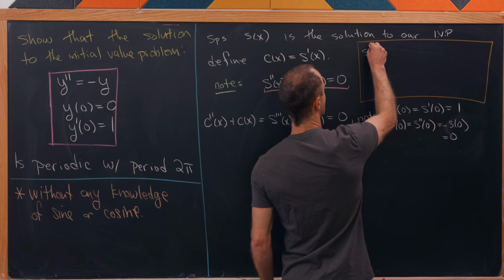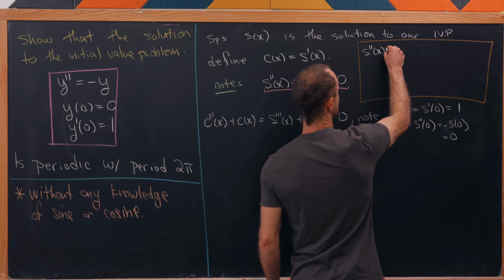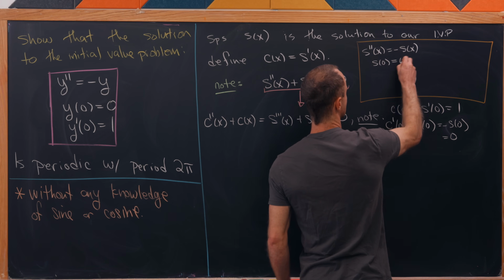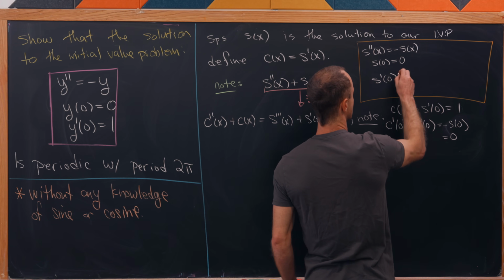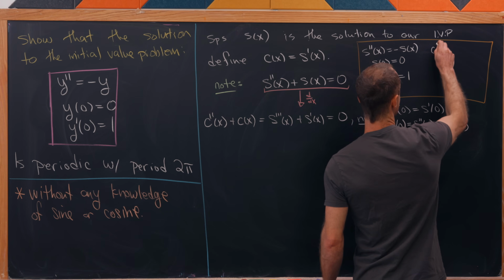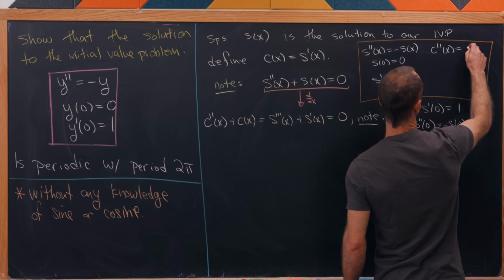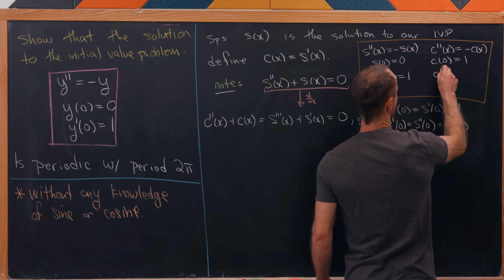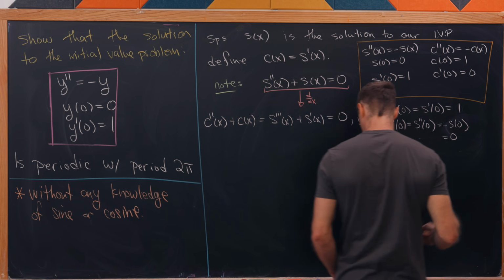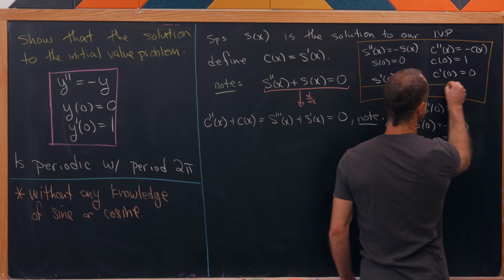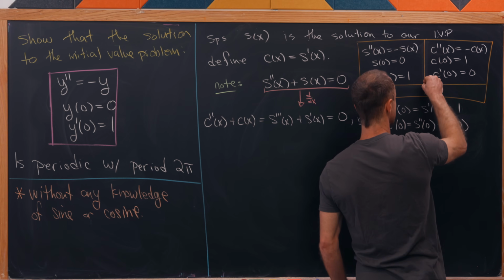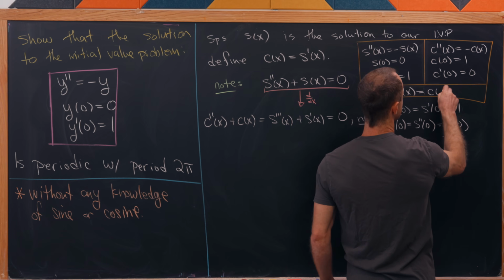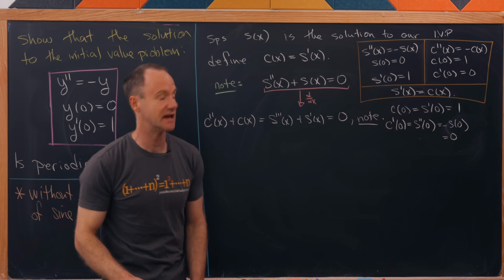So we know first of all that s double prime of x equals negative s of x. We also know that s of 0 equals 0, whereas s prime of 0 equals 1. We also know that c double prime of x equals negative c of x. We know c of 0 equals 1, whereas c prime of 0 equals 0. So notice that s and c satisfy the same differential equation. They simply have different initial conditions. So I think that's kind of interesting in its own right.